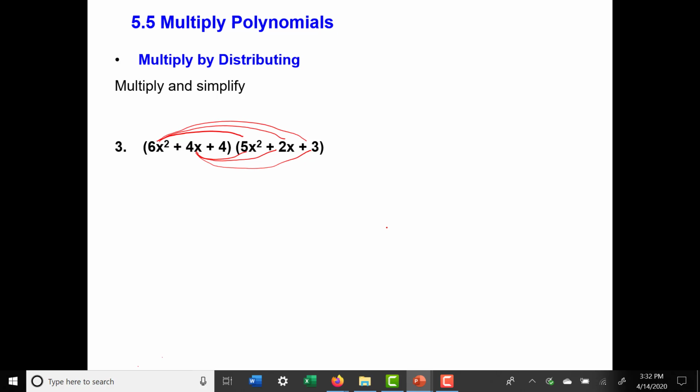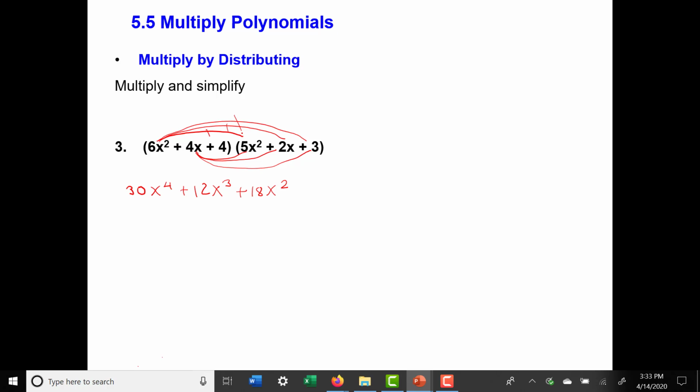6 times 5 is 30. x to the second times x to the second is x to the 4. We need to add the exponents together. And we're done with this. 6x to the second times 2x will be 12, 6 times 2 is 12. x to the second times x is x to the third. 6 times 3 will be 18x to the second. We're done with this one.